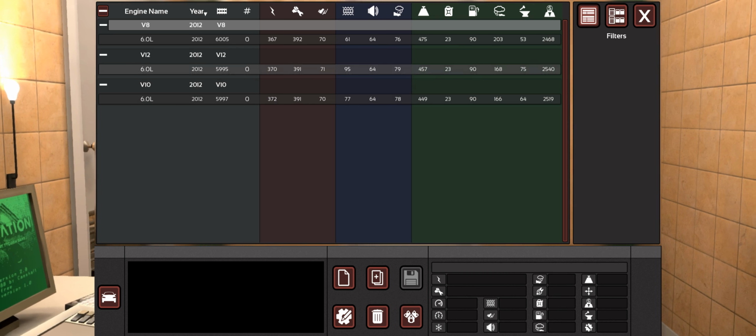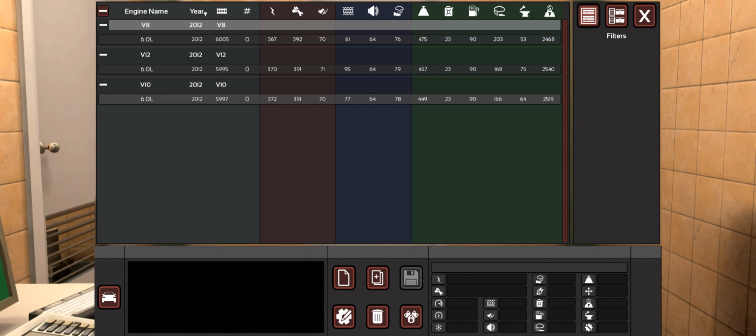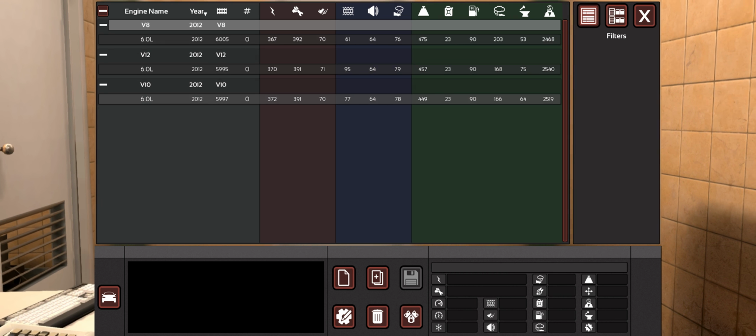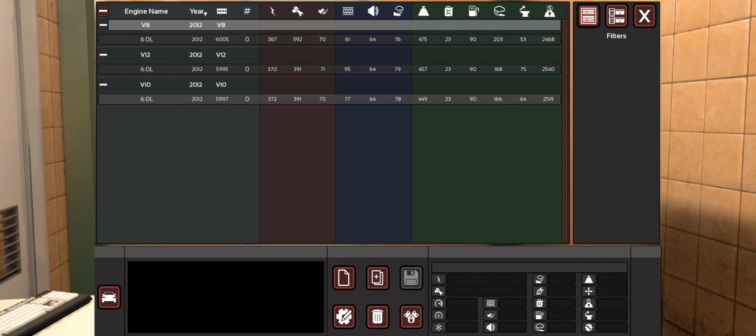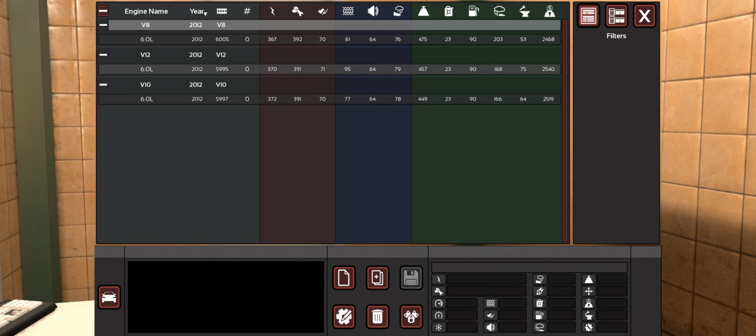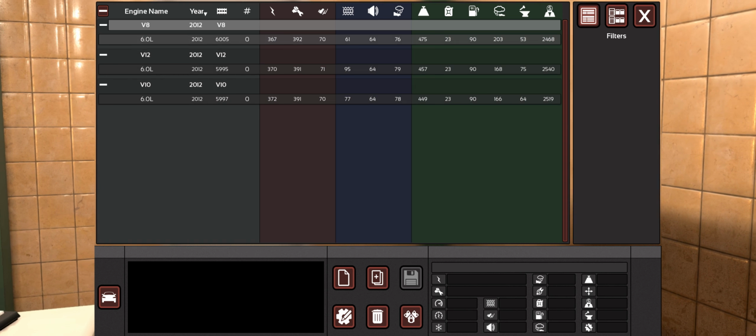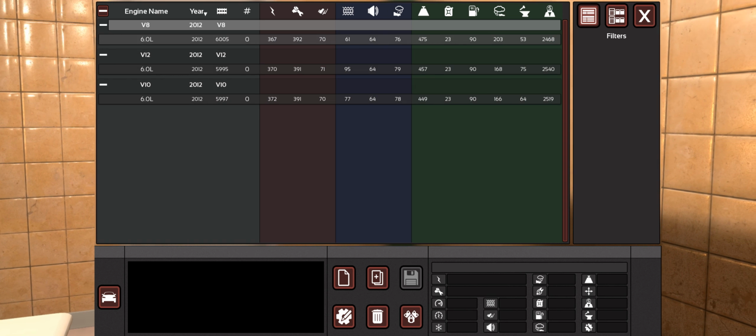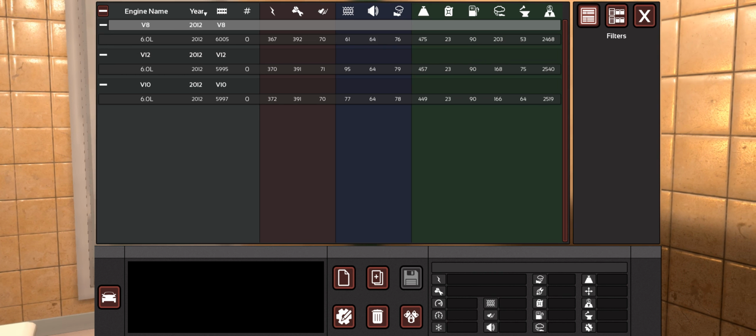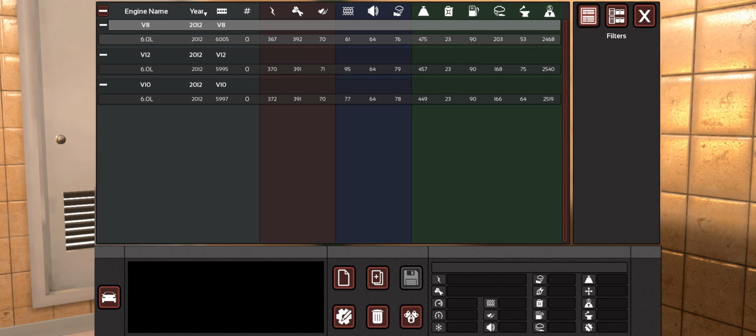I've made 3 engines here with a square bore and stroke, that is to say that the bore and stroke values are completely equal to each other, and I got the displacements as close as I could, so we're within about 10 cc's of each other. And we'll go right into it and start looking at the statistics of these engines.